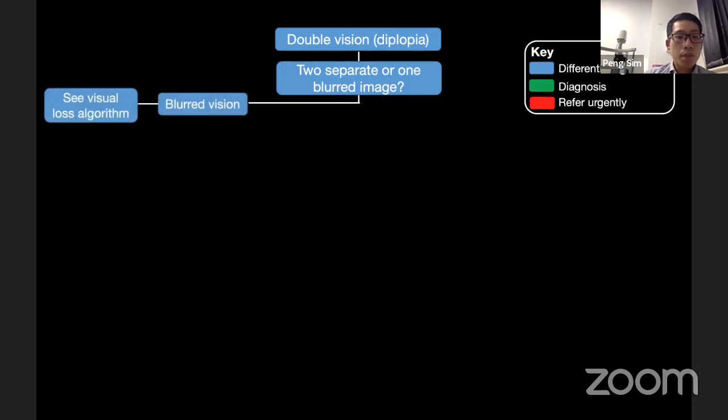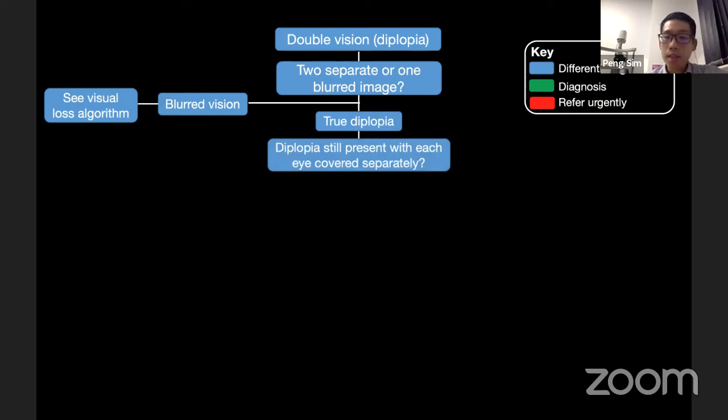If it's just blurred vision, with the patient saying that things are a bit hazy and not really splitting into two, then you can just revert back to the visual loss algorithm, because it could just be a cataract. But if the patient is telling you that it's really two images, either side by side or one on top of the other, then that is diplopia.